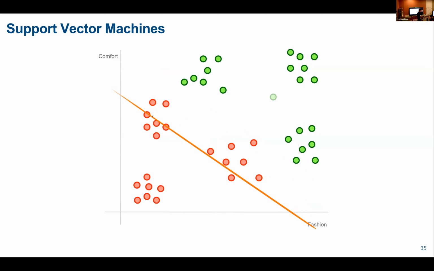You can see if you move it down too far, it's going to be really close to all the red ones. And if you move it up too far, it's going to be really close to the green ones.